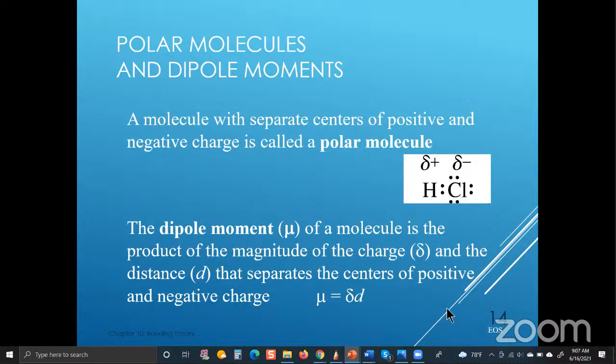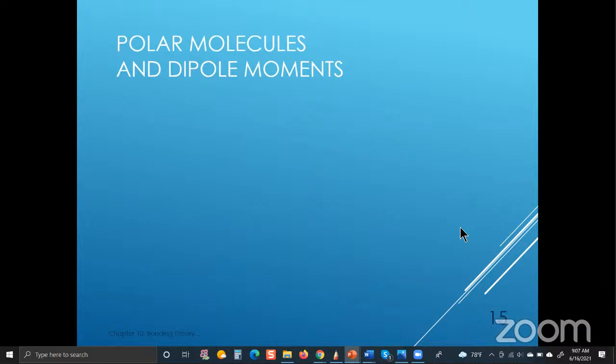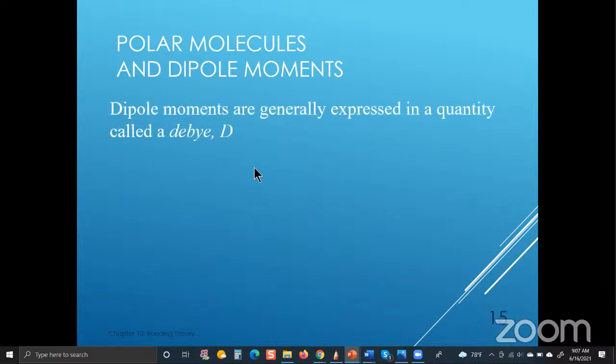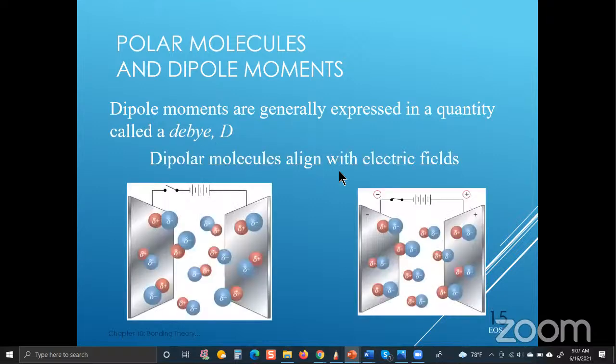Let me also say that not only do we have dipole moments of polar bonds, but we can talk about a molecule being polar. We're going to talk shortly about how we determine whether or not a molecule is polar. Before we get onto that, a couple of things I want to say. One is that the unit for measuring dipole moments is the Debye unit, uppercase D. That's the unit used when you're expressing dipole moments.